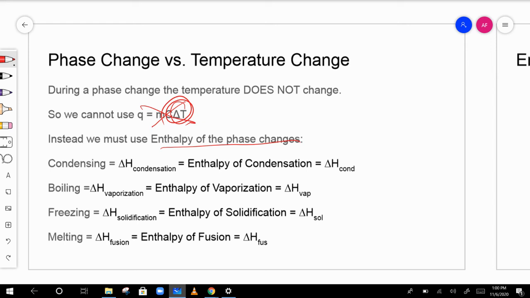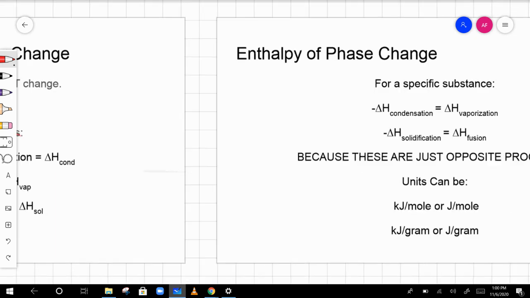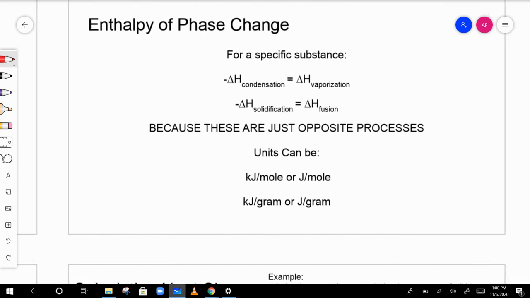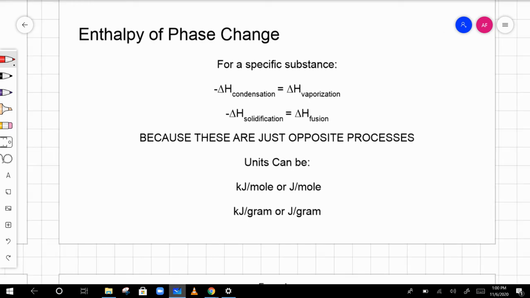So these are the different ones. For condensing, it's delta H of condensation. Boiling, it's vaporization. Freezing, solidification. Melting, it's fusion. Okay, and again, like I said, they're equal and opposite. So negative delta H of condensation is equal to the positive delta H of vaporization, and same thing for solidification and fusion.